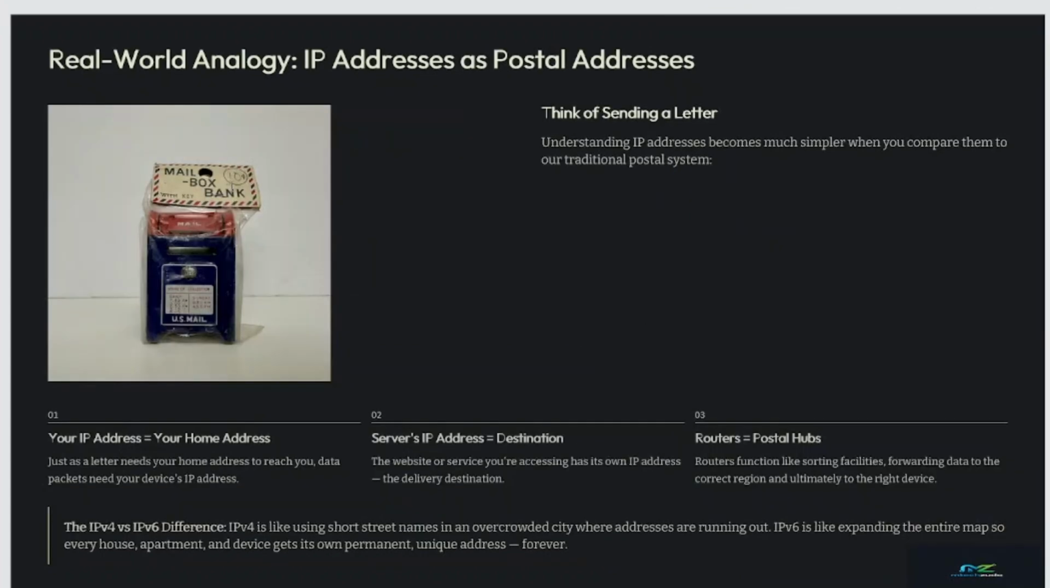Now, a real world analogy. Think of it like sending a letter. Your IP address is your home address. The server's IP address is the destination. Routers are like postal hubs forwarding the mail to the right area. IPv4 is like using short street names in crowded cities. IPv6 is like expanding the map so every house gets its own unique address.